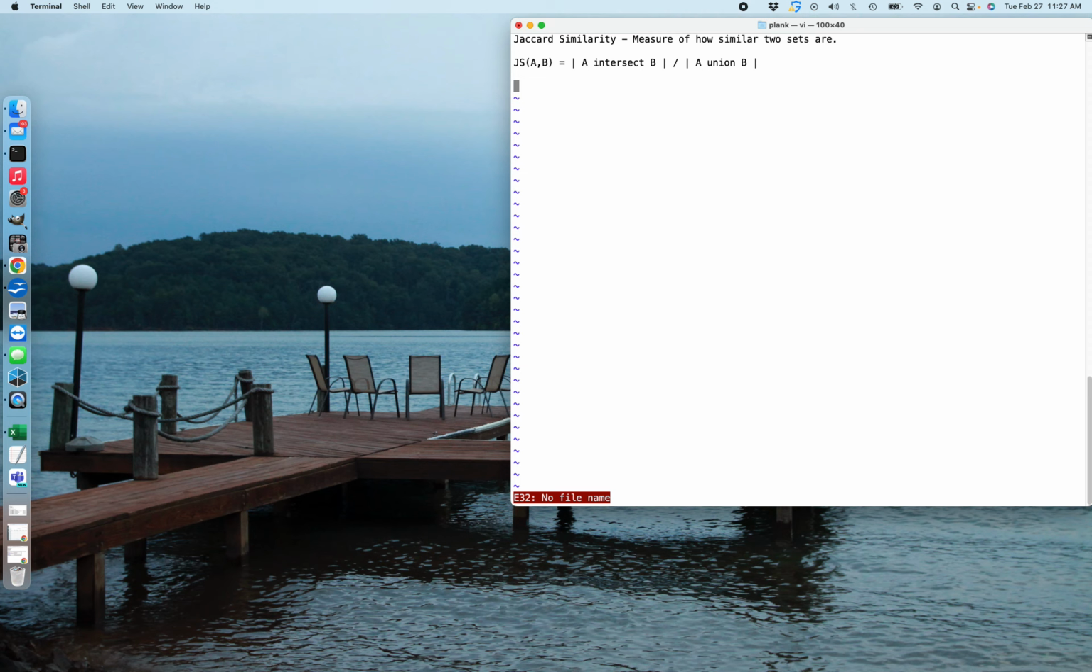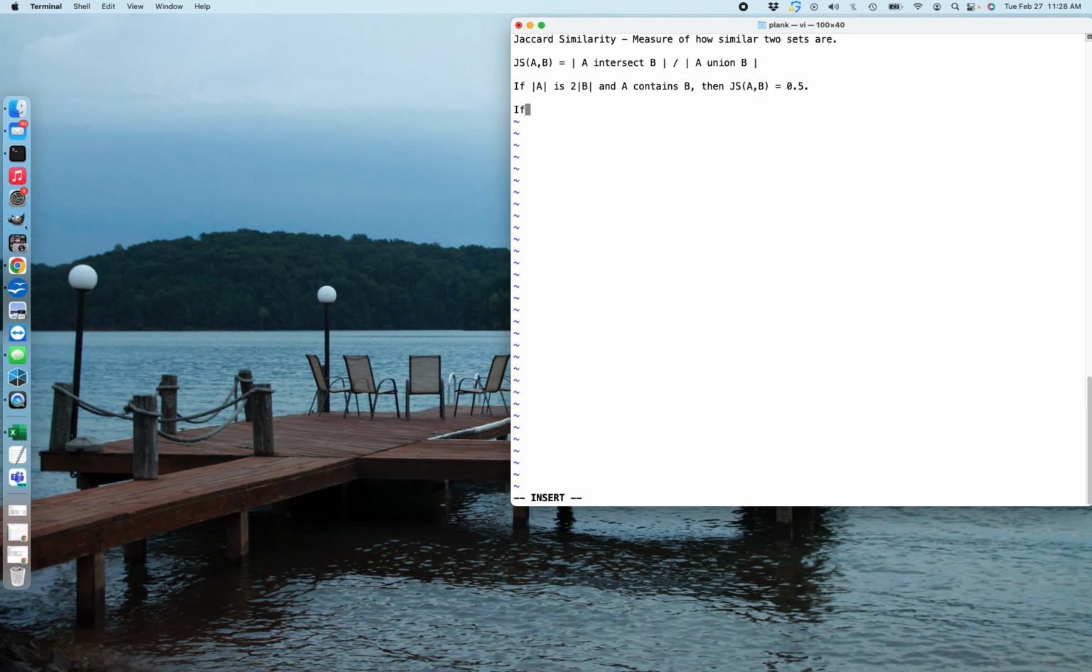So if A equals B, it's 1. Okay, that's cool. If A and B are completely disjoint, it equals 0. Also, that's pretty good. Now let's think about the middle ground. If A is twice as big as B and contains all of B, then the Jaccard similarity is going to be a half, right? Because the intersection will be B, the union will be A, which is twice as big, so that will be 1 over 2, which is a half. So if A is 2B and A contains B, then JS(A,B) equals 0.5.